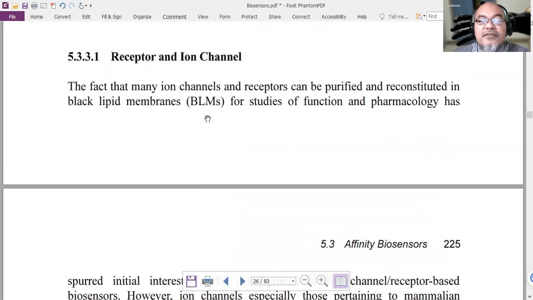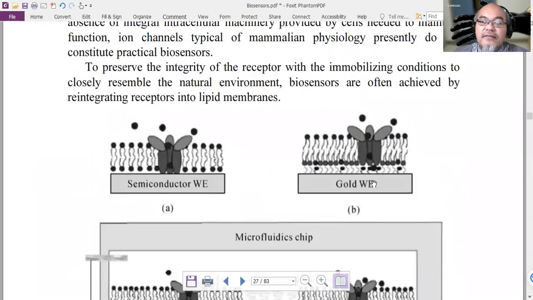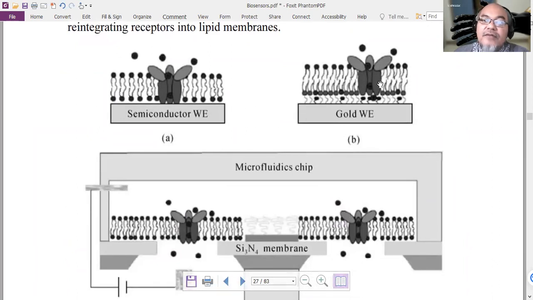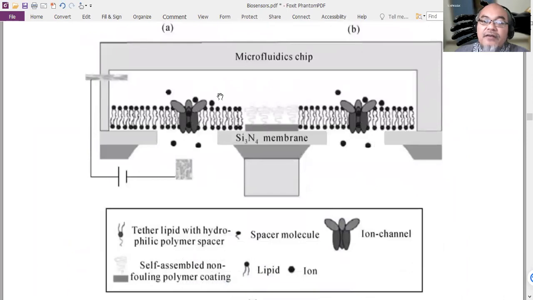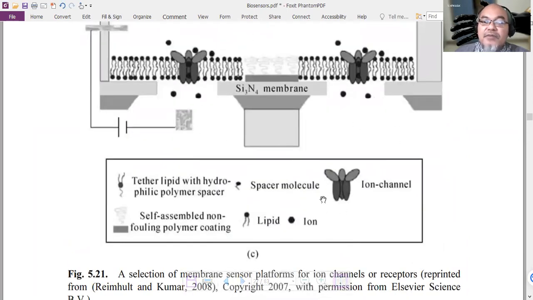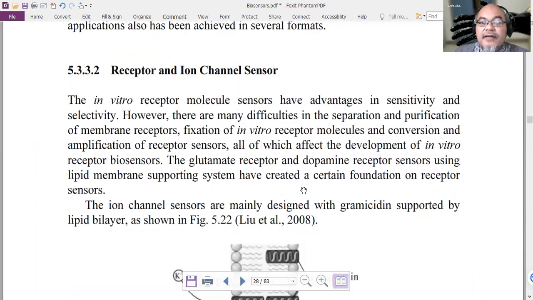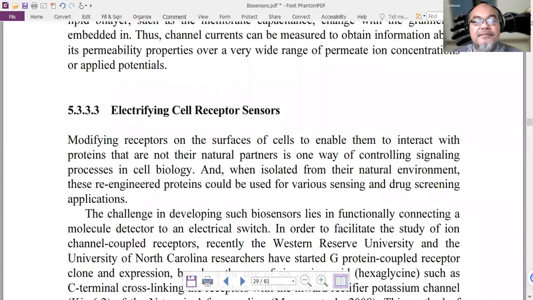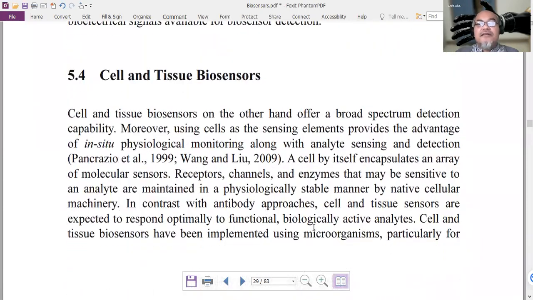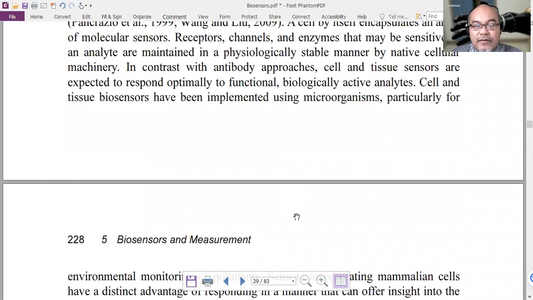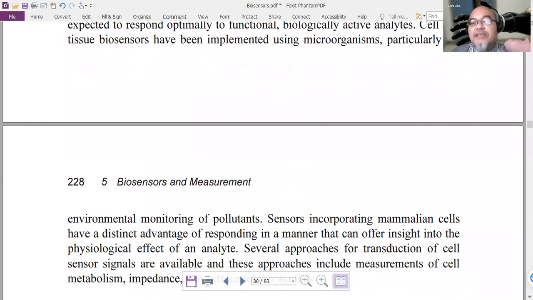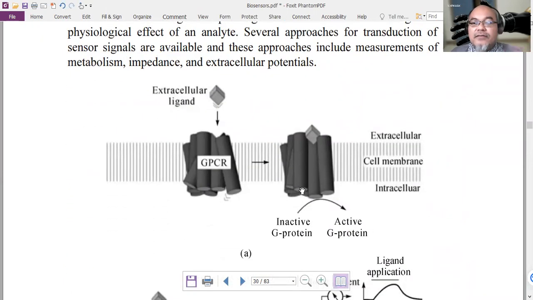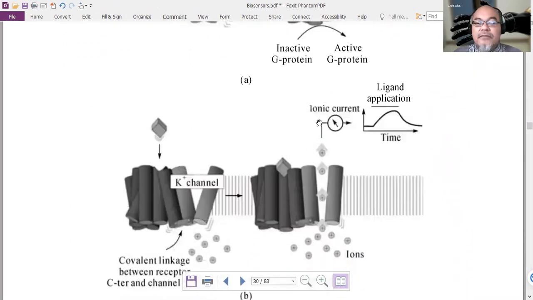This is a sensor using receptors and ion channels, using a bilayer lipid membrane similar to the cell membrane. With the receptor on it, we can recognize particular ions or small molecules. Then you have receptor channels, ion channels and electrifying cell receptors, and this is a larger scale, sensing by sensors using cells and tissue. If we would like to recognize mechanisms at the cellular level, for example to detect the toxicity of a certain drug on a particular cell type, then we can use a cell or tissue biosensor.